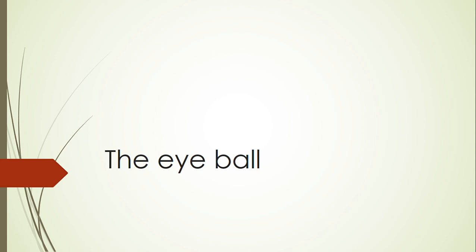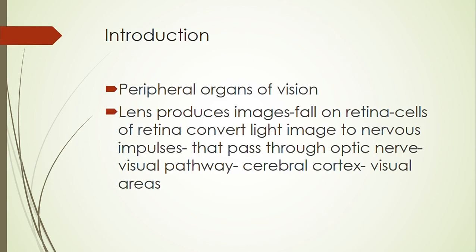Today we are going to study the eyeball. As we all know, the eyeball is somewhat like a globe, which is the organ of sight and closely resembles a camera, helping in the production of the images which we are seeing. It is a peripheral organ of vision.